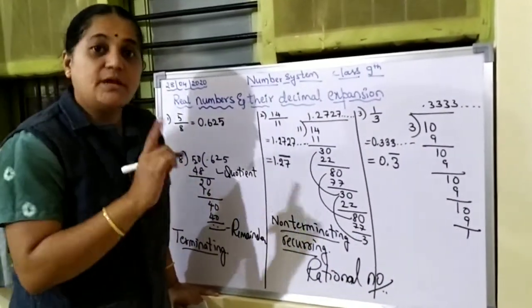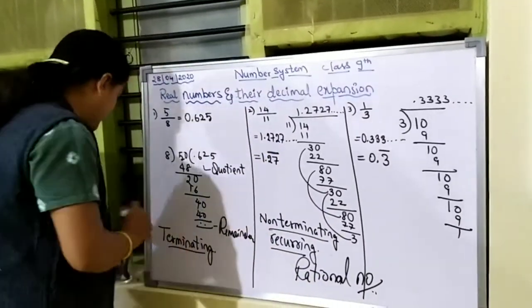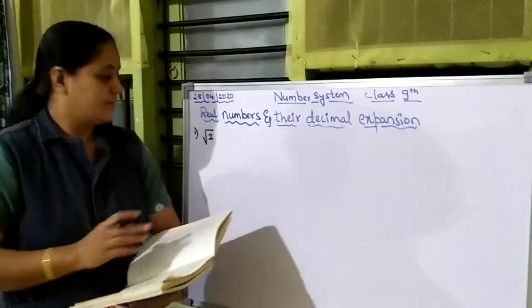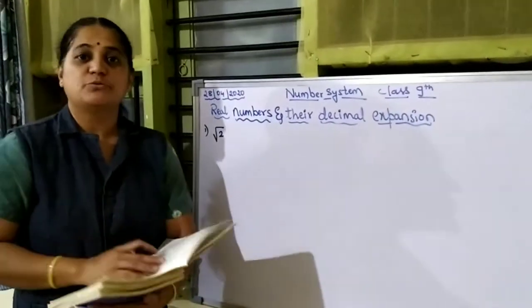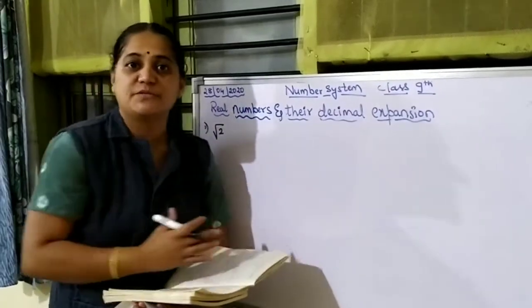Now let us see how the irrational numbers' decimal expansion will be. Let us see root 2. As you know, it is an irrational number. What is the decimal value of this that we get?